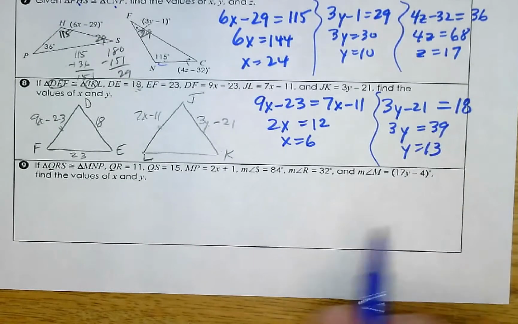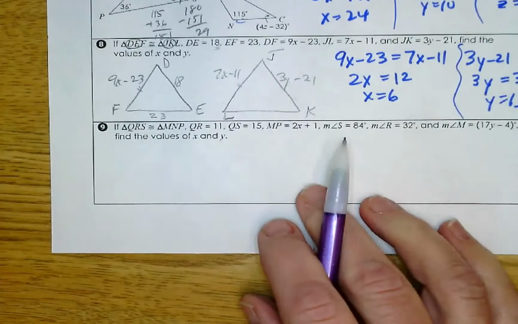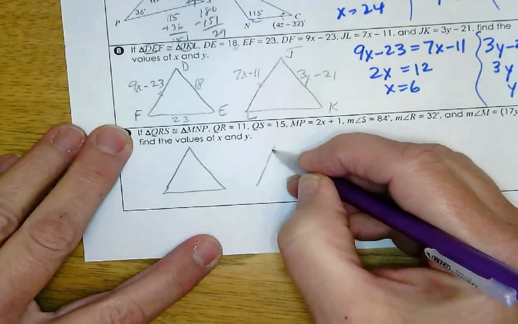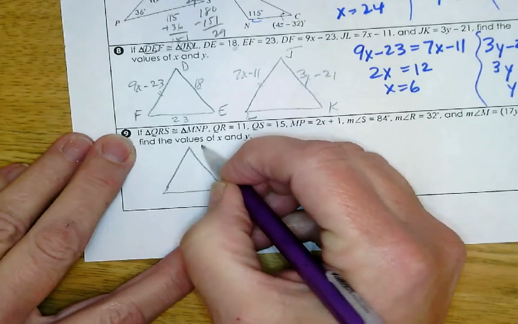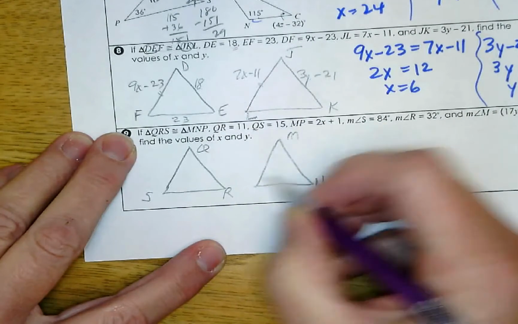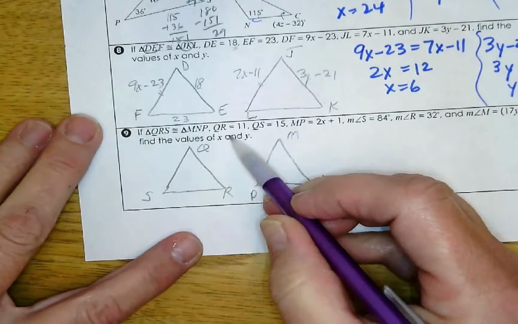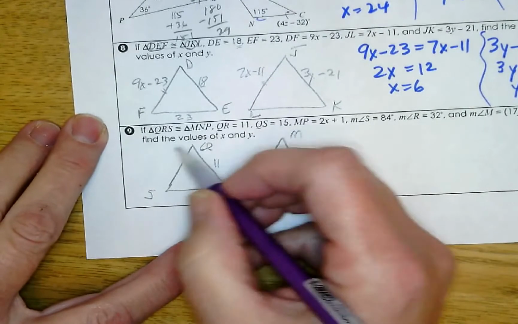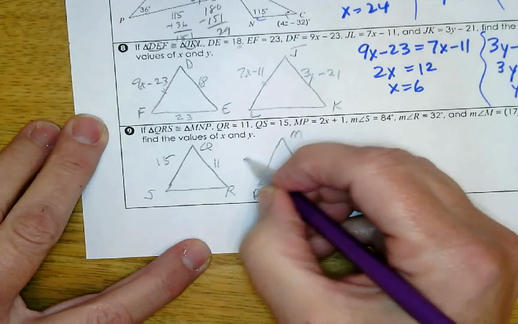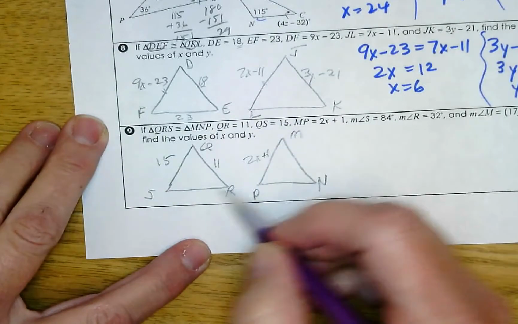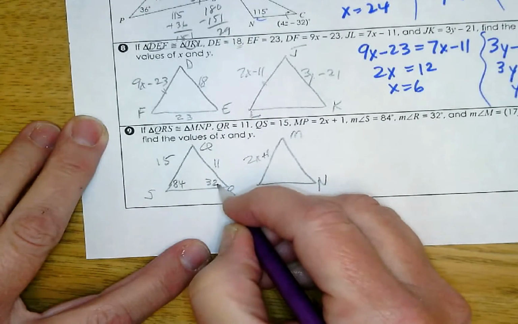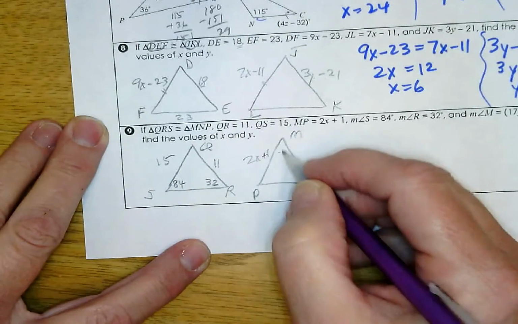Okay, I can do the same thing with this last one. Again, I strongly encourage you to draw a generic picture like this. And no, we have no idea if that's what the triangles actually look like, but we're just trying to match up QRS. We're just trying to match up the corresponding pieces. Okay, so QR is 11, QS is 15, MP is 2x plus 1, angle S is 84, R is 32, M is 17y minus 4.